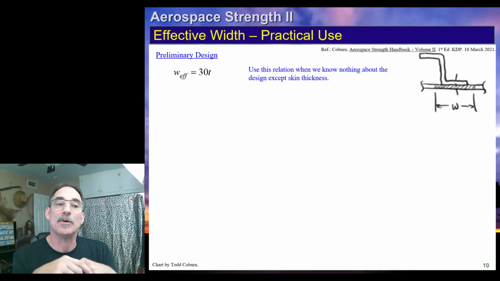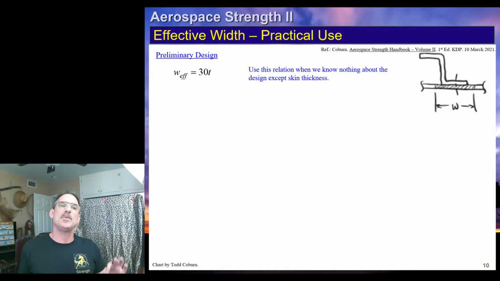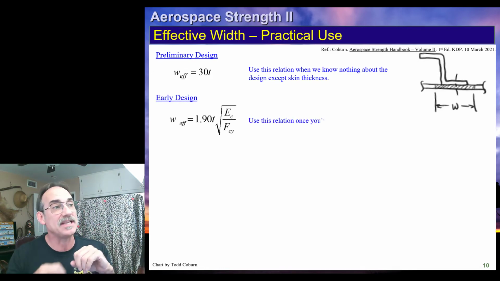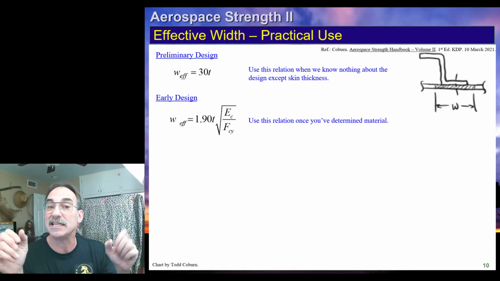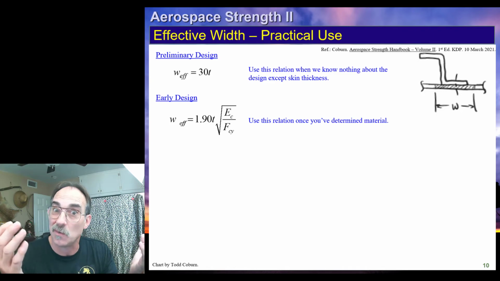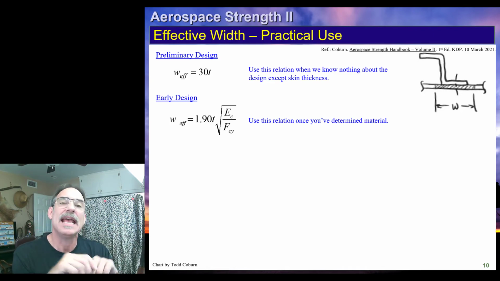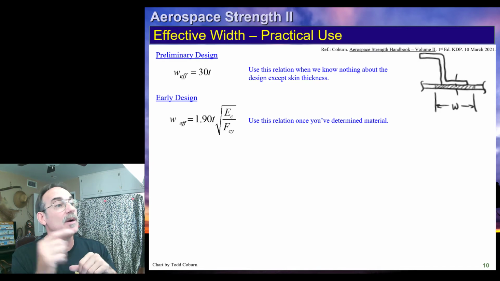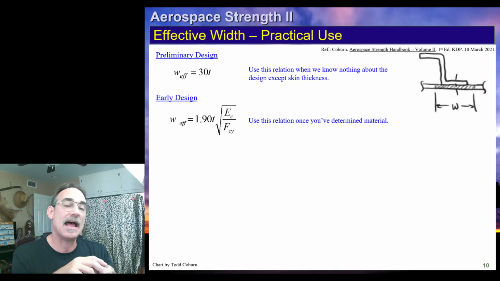Okay? Now, as we move on in the design to a little more mature design, still an early design phase, we may have already chosen material for the skins. Once you have material for the skins, then there's no reason to be so approximate as 30T, because we've already seen that actually with 70-75, it's only 23T. So in that case, we should do a calculation and plug in the FCY of the material. So in that case, we will replace that F critical or FST with FCY.